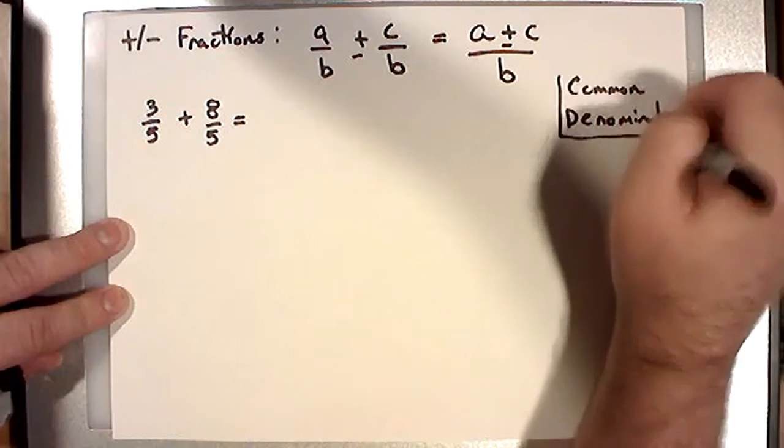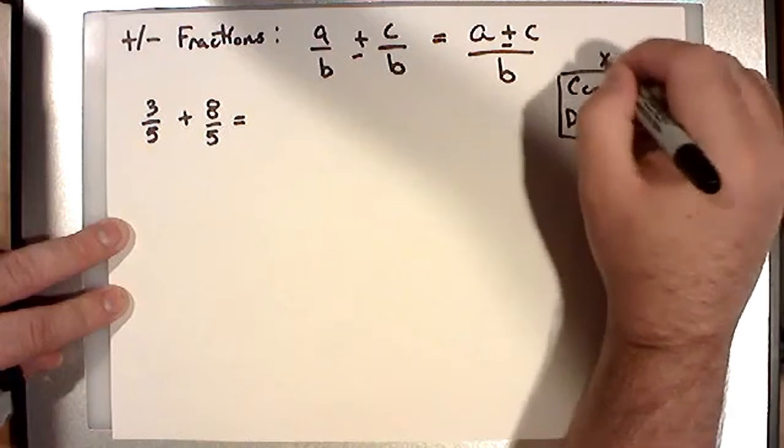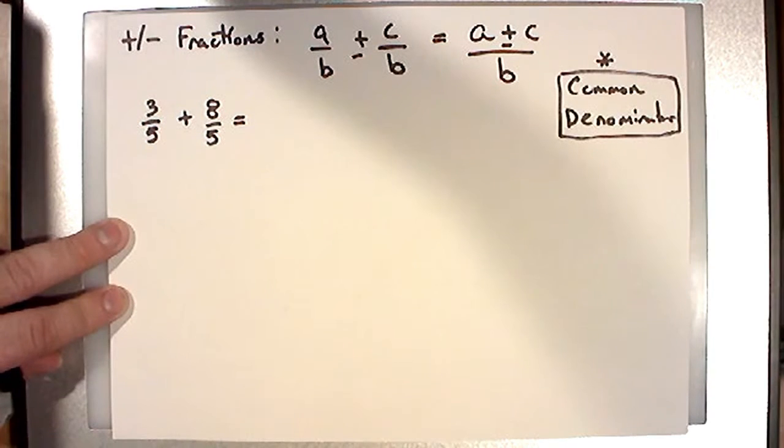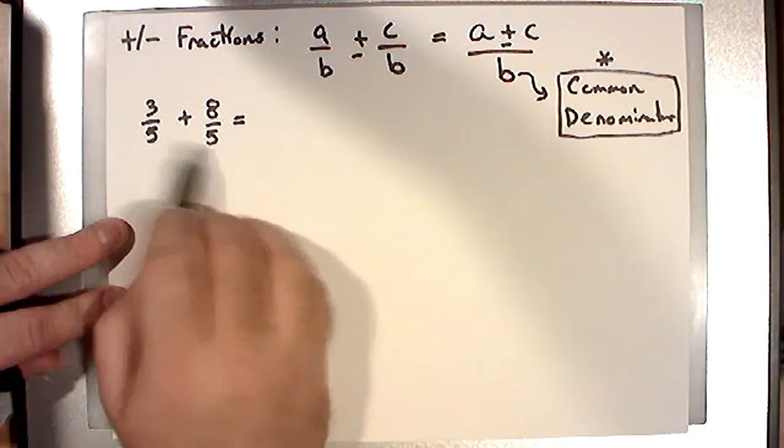This is required when adding and subtracting. Go ahead and put a star there. When you add and subtract, you must have a common denominator. This is not required for multiplication and division. You know that already, but just a reminder. So we already have our common denominator of 5.